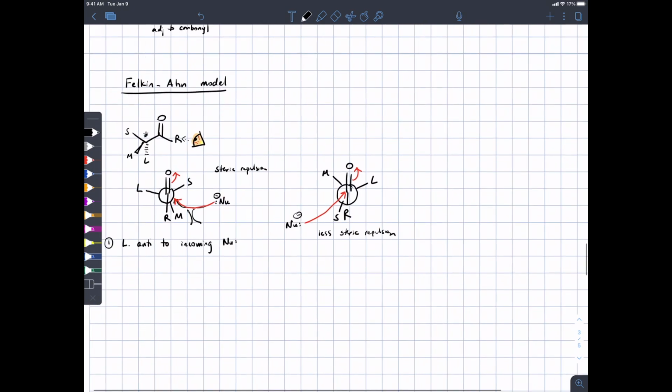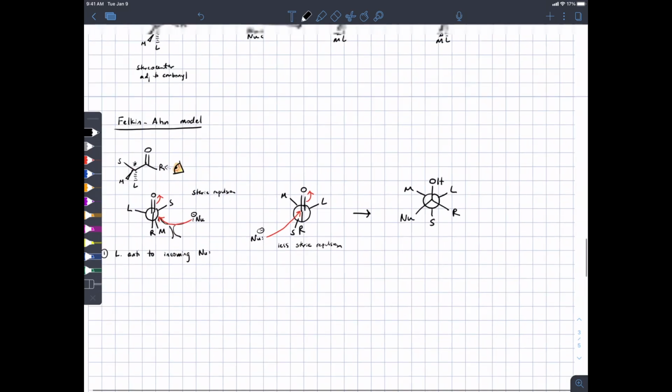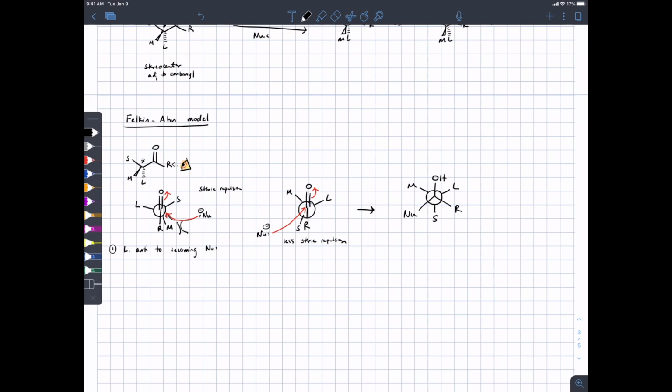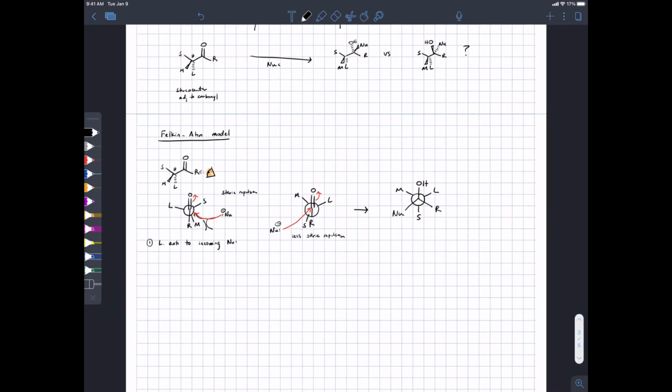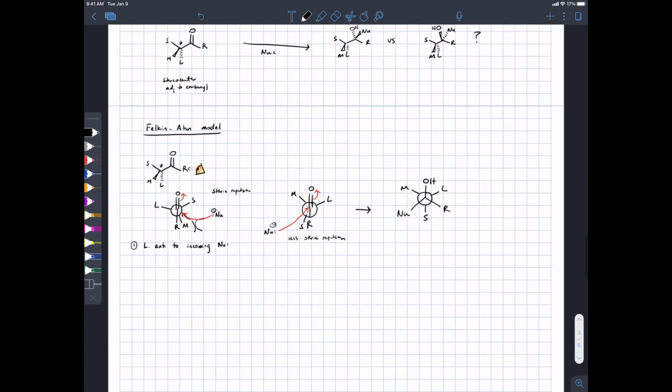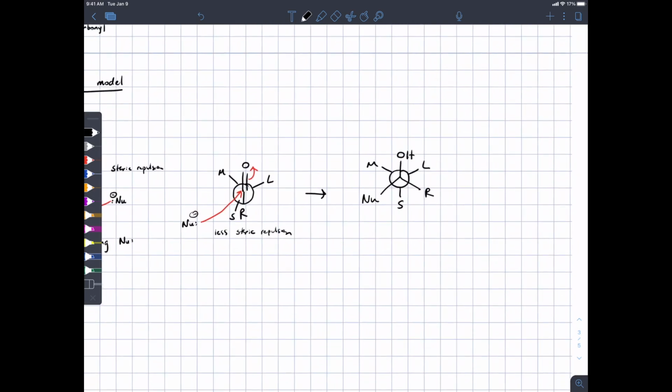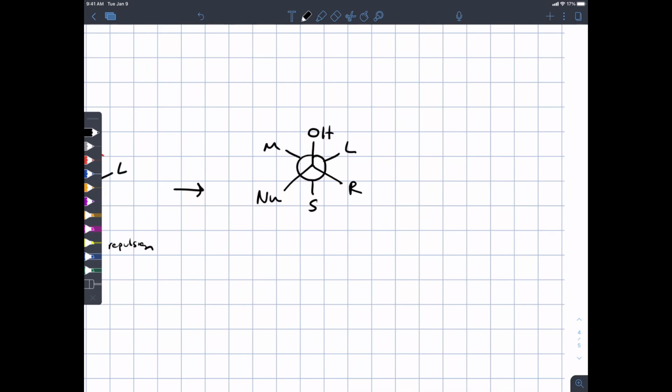Okay, so the major product is going to be the one, and we'll suppose this is after aqueous workup. Here's the nucleophile that came in. Here's the R group. In the back, here's large, small, and medium. And if we look at that from the side, what's that going to be?